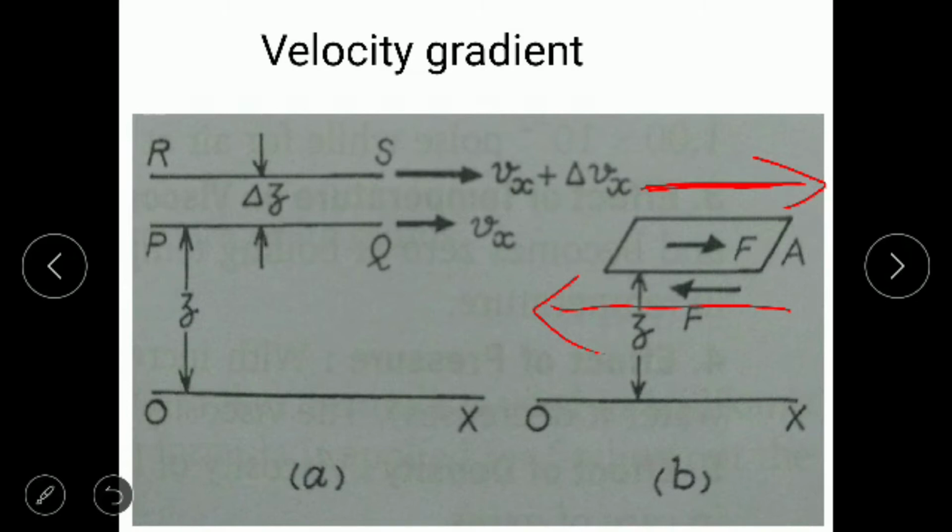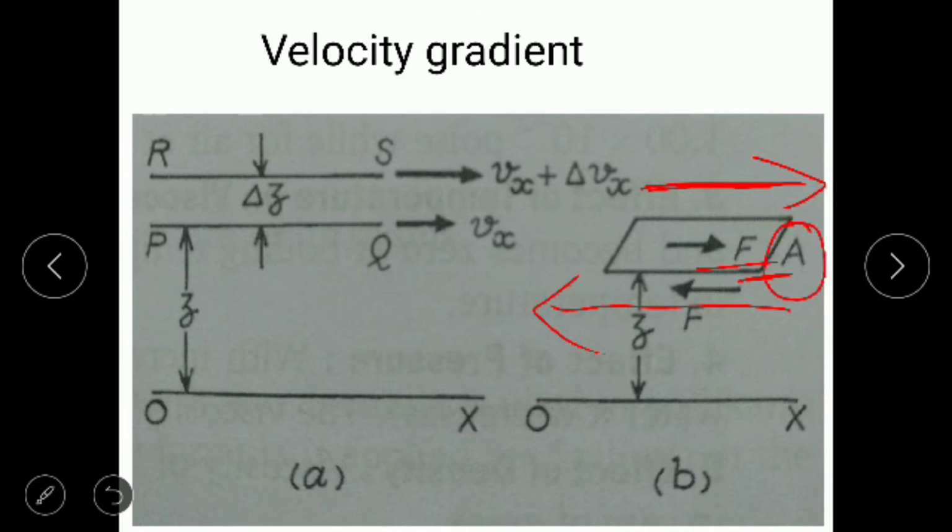Now, according to Newton, the viscous force acting between two layers of a liquid flowing in a streamline motion depends upon two factors. The force F, which is acting above and below this layer A, depends upon two things. First of all, it is directly proportional to the contact area of the layer. So force is directly proportional to this area A.